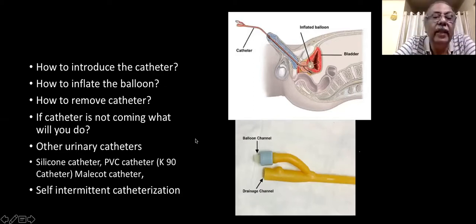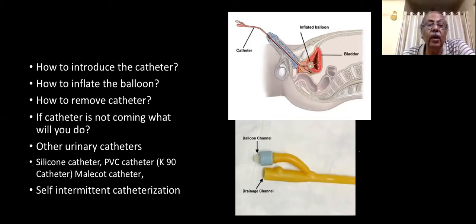How to remove the catheter? If the catheter is not coming, what will you do? You will have to say that you will cut here, and if it's still not coming, you will have to use a suprapubic puncture.